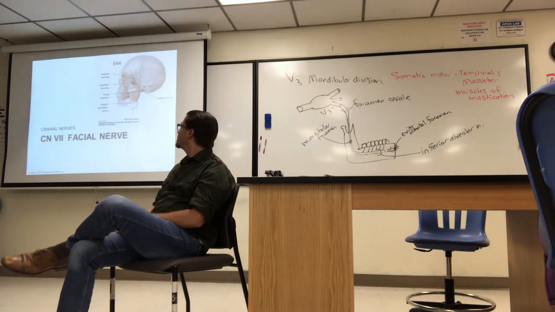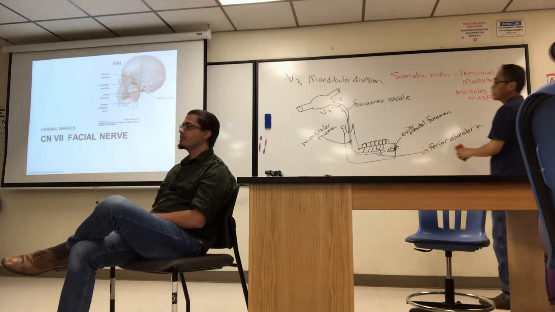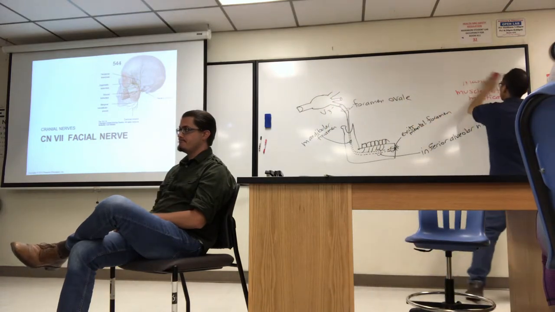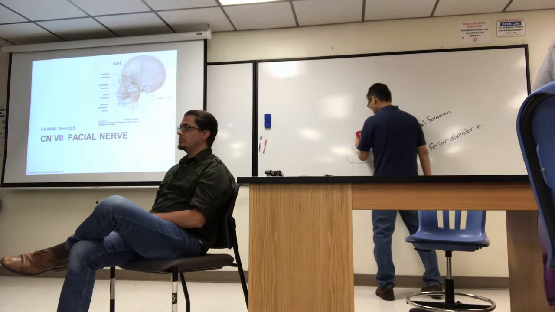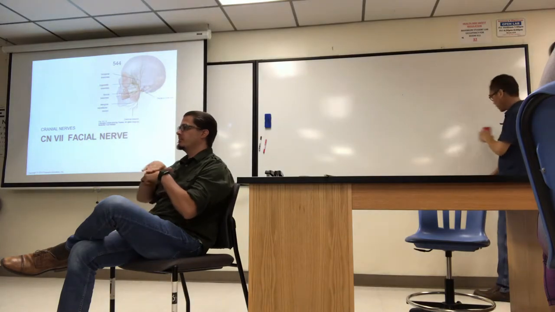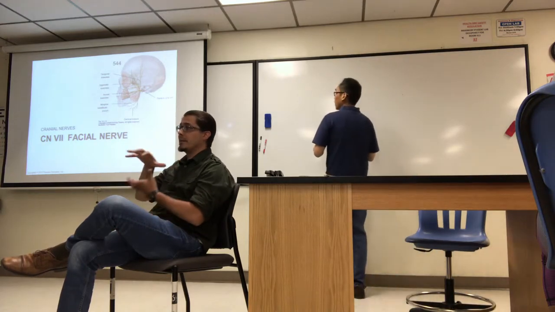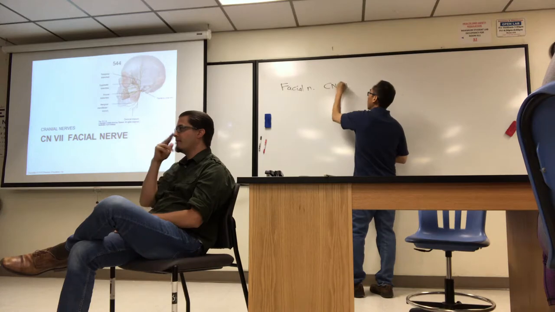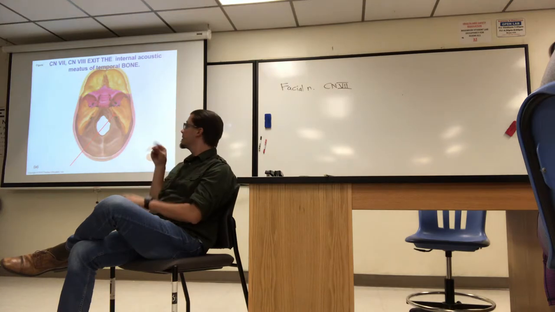So, we're on to 7. 7 is basically the facial nerve. Muscles of the head, I won't ask you attachments, just the idea, and remember the nerve that innervates them. The facial nerve is also a mixed nerve. It's going to exit, it's pointing to the internal acoustic meatus.